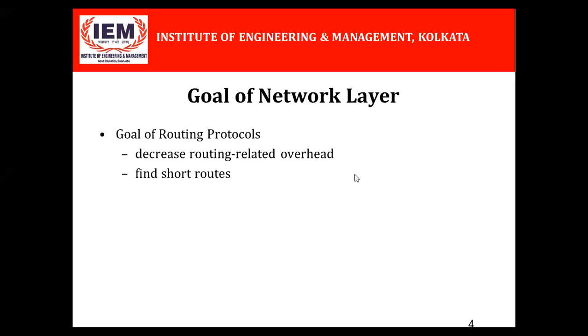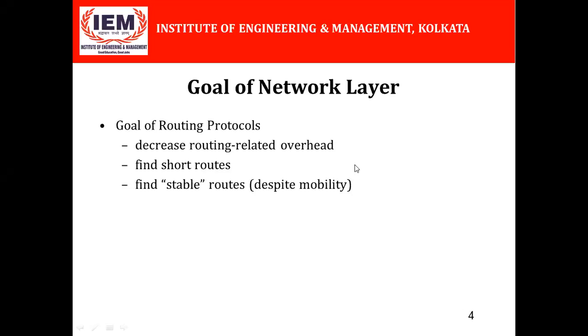Next to that, another important issue is related to stable routes. So why should I consider these stable routes? Because if I want to think about mobility, then if the route is not stable in terms of its reliability, then another problem may happen. That's why we need to think about the routes with more stability or higher stability. So these are the important goals of the routing protocols.